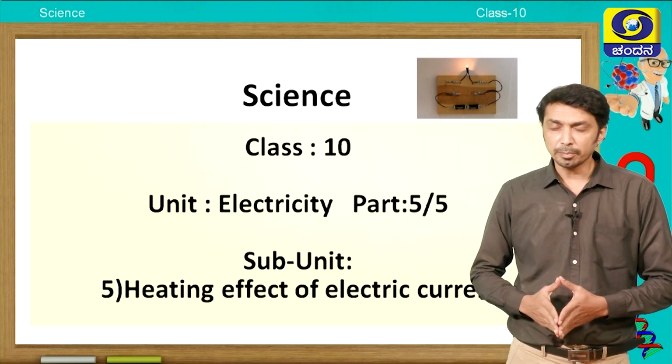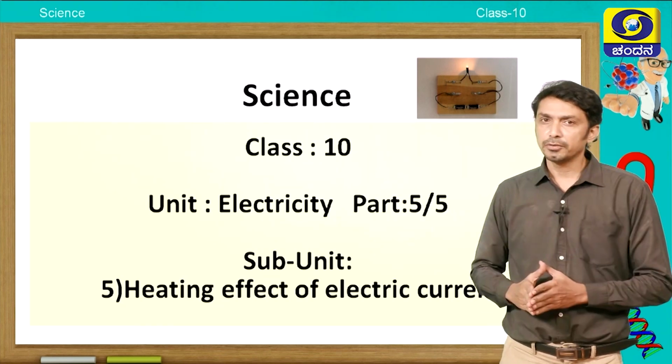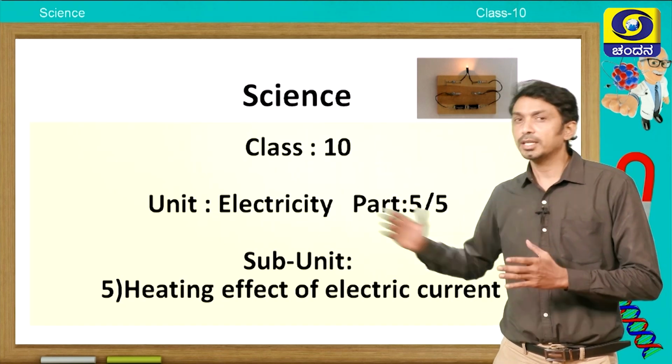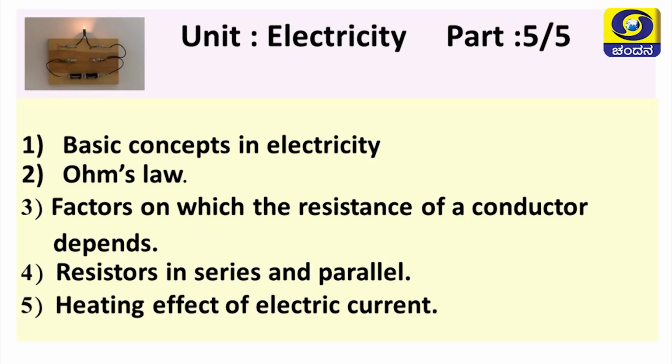Today in the topic electricity, we are discussing the fifth part, which is the subunit heating effect of electric current. Already in the previous 4 sessions we have learned basic concepts in electricity, Ohm's law and factors on which resistance of a conductor depends, and resistances in series and parallel. Today we are learning about the subunit heating effect of electric current.